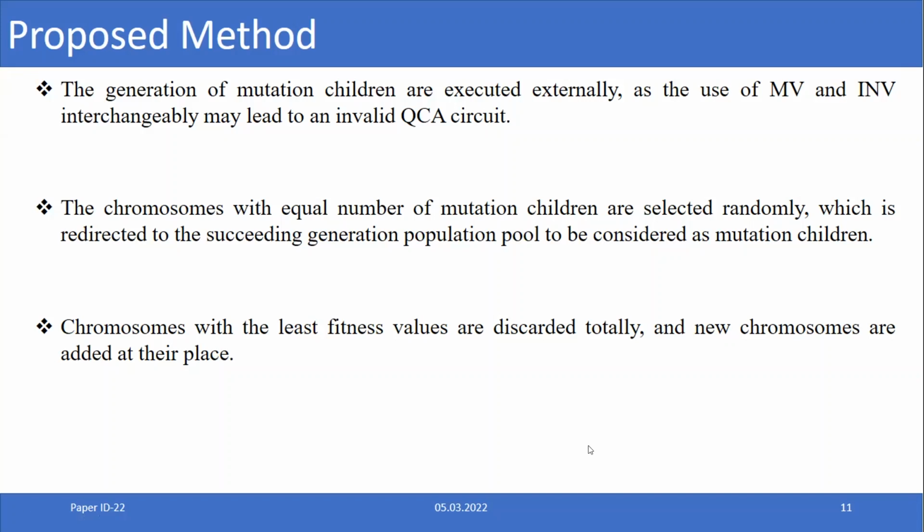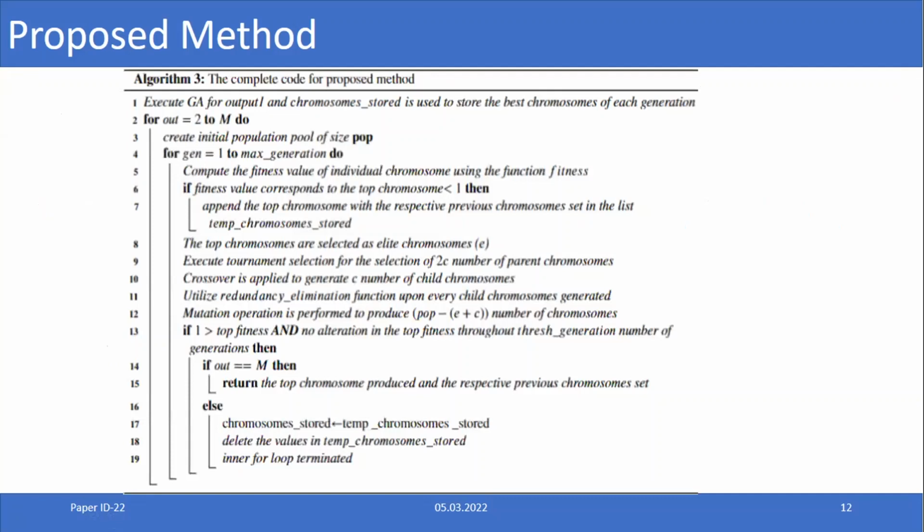And next, the chromosomes with an equal number of mutation children are selected randomly, which are redirected to the succeeding generation. And the chromosomes with the least fitness values are discarded totally, and new chromosomes are added in their place. And we have repeated these steps until we reach the termination condition. For this termination condition, I have calculated for 500 populations. And this one is the total algorithm considering all the steps.